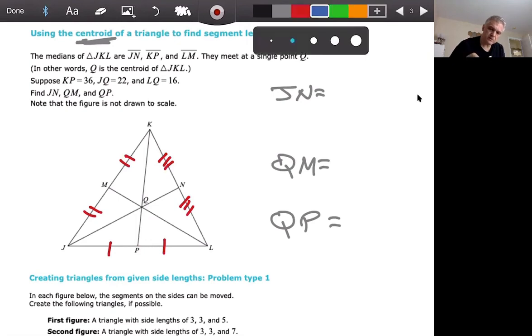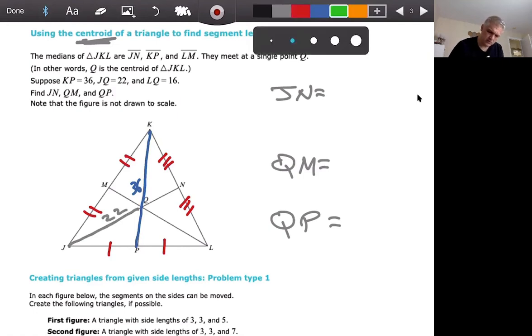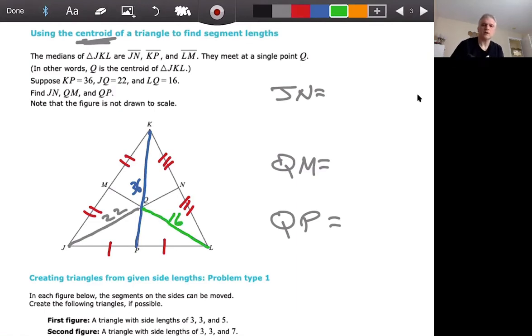All right, so KP, let's get a different color here. KP is 36 units long. KP is this big guy right here. So the blue one is 36 units long. JQ is this guy. He's 22 units long. And LQ is this guy right here. LQ is 16 units long. Okay, so let's see what we have at this point.